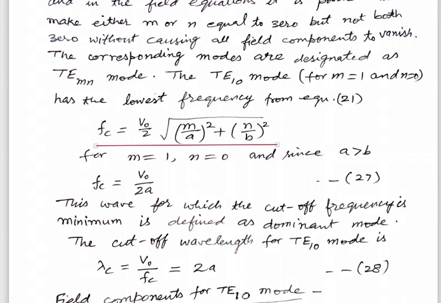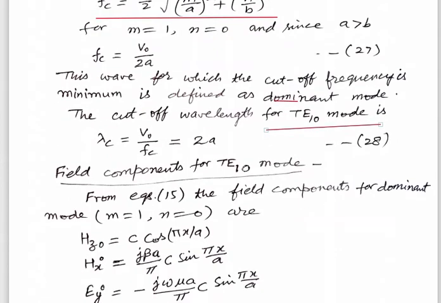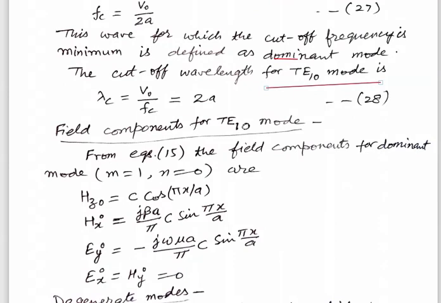This particular mode for m equal to 1 and n equal to 0 is designated as TE10 mode. So this mode is called the dominant mode. In rectangular waveguide, the dominant mode is the TE10 mode, which has the lowest value of the cutoff frequency among all possible modes.